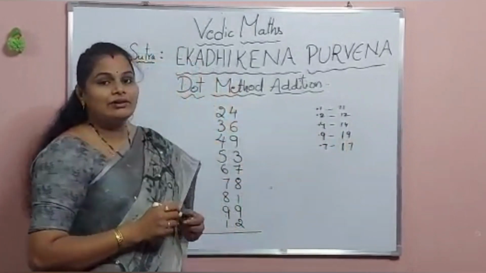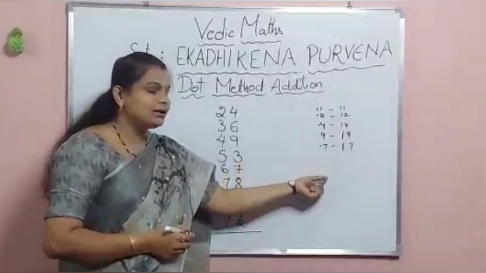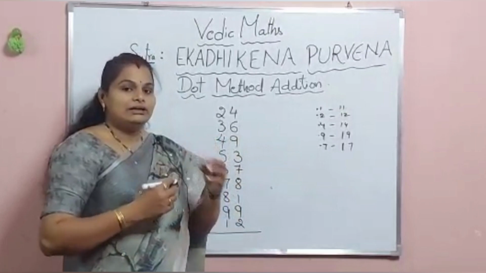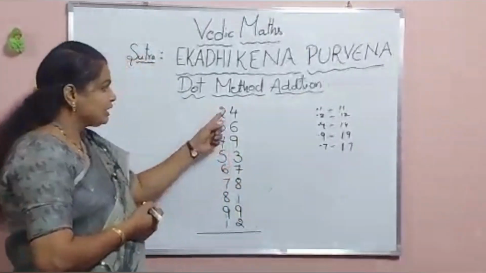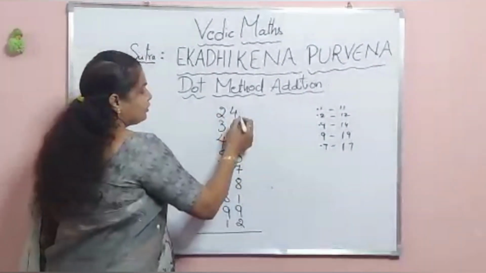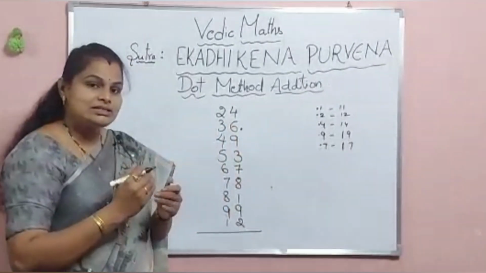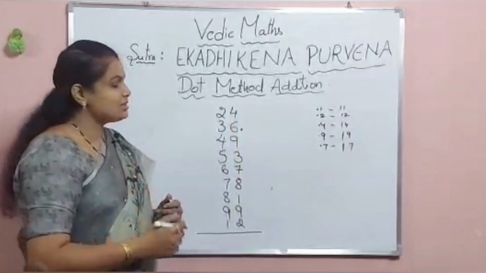Dot 7 means 17. Like this, whenever a double digit comes, try to read it like this so that it will be easy for you. So now let us do this. 4 plus 6, it is dot 0. 4 and 6, it's 10. So I am reading it as dot 0.